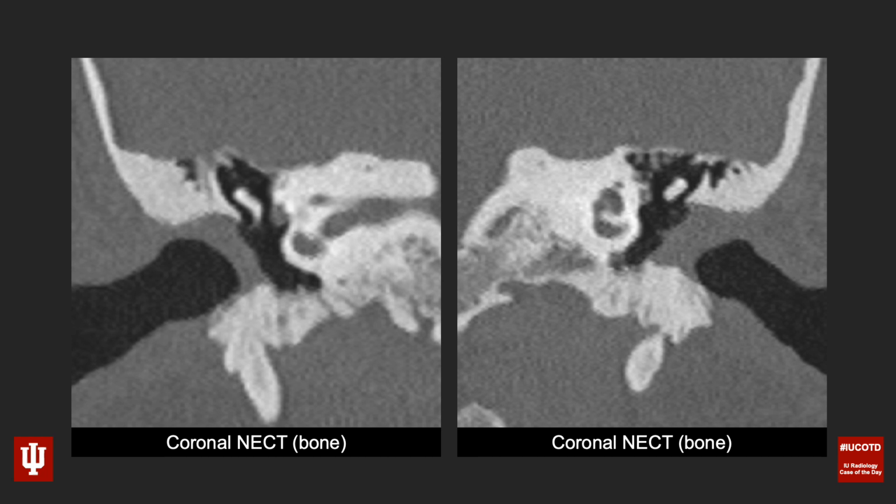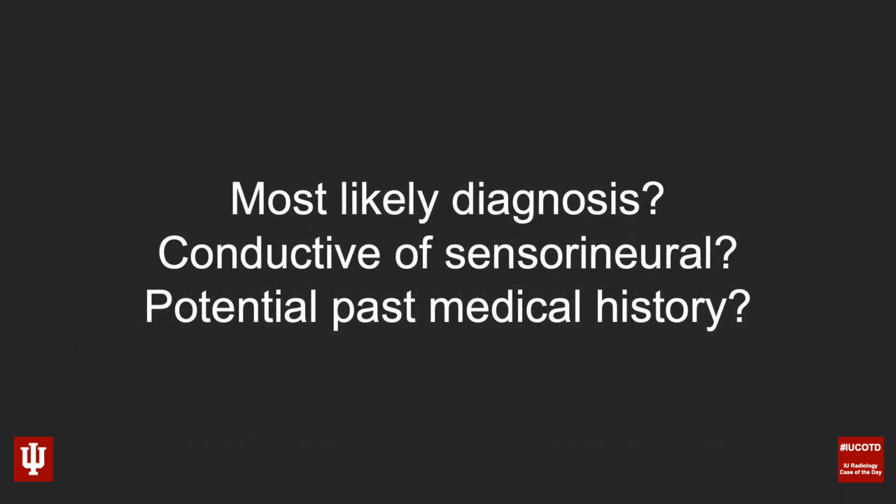So keep in mind that clinical history, this is a chronic bilateral hearing loss. Take a look at the imaging, try to piece this together and figure out what you think is going on. Okay, so now that you've had a few moments to take a look at the imaging, what's your most likely diagnosis here? The follow-up question is, do you think this patient has a conductive or a sensorineural hearing loss, and why? And then take a step even further back, and what might this patient's past medical history contain?